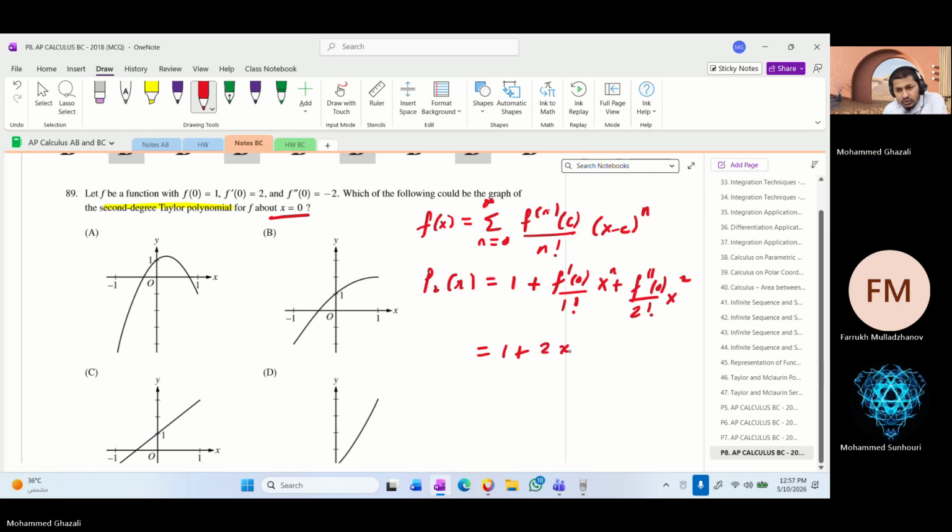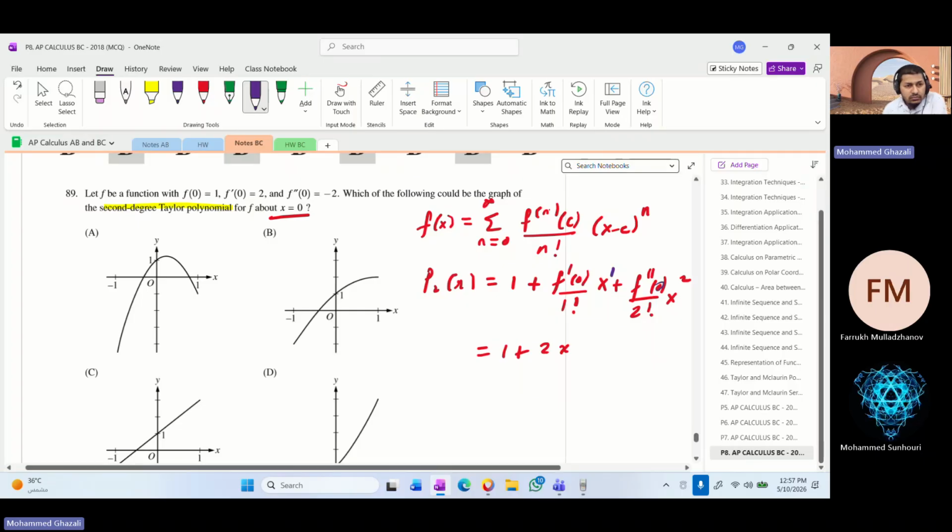2. 2x. Did I write x to the power 1 here? This should be x to the power 1. That's x to the power 2. That's x to the power 0. So 2x. What's f double prime 0?